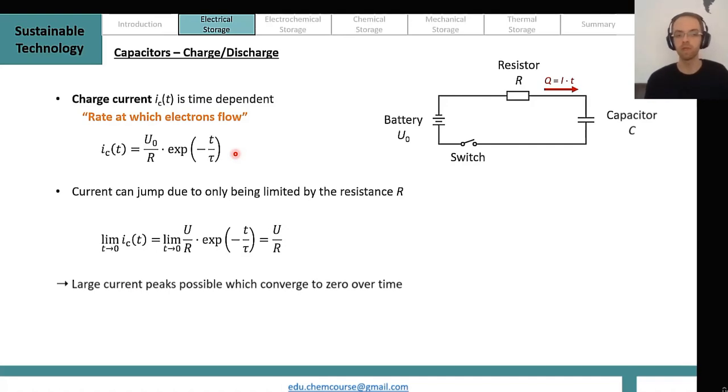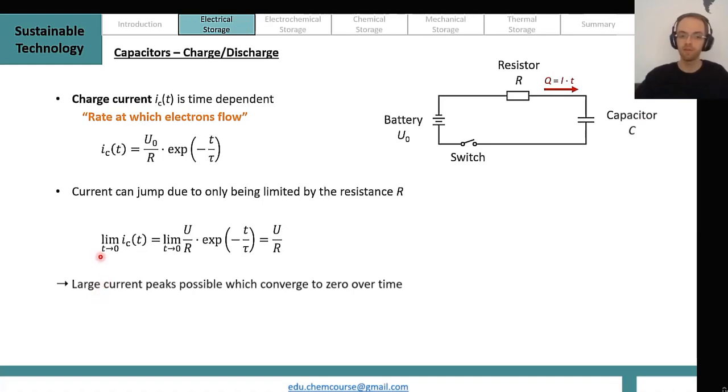So typically you can observe large current peaks which converge to zero over time the longer you charge, because the more charges you separate, the more the system will resist to separate more charges. If you already shuffled a lot of positive charges on one side of the capacitor, a new positive charge does not really want to go there. It will be harder and harder to push it there.